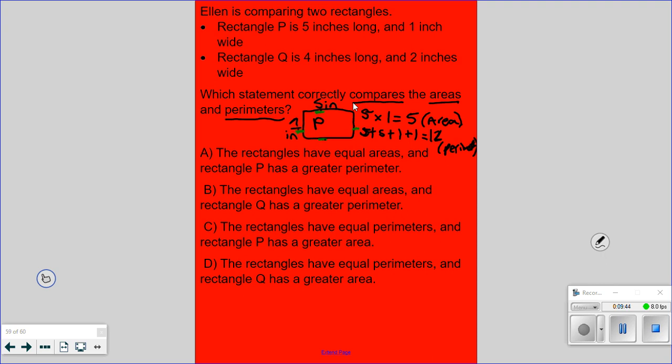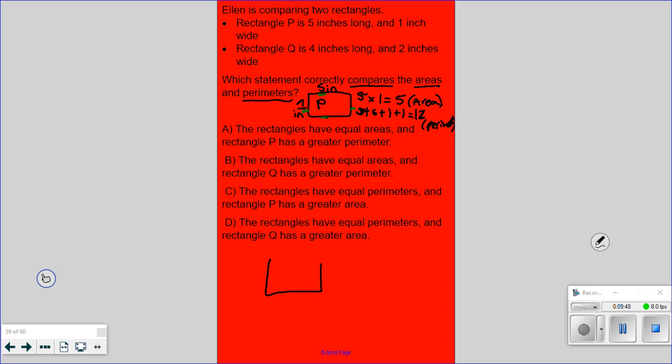Let's draw another rectangle. I'm going to put Q on the inside because this is now rectangle Q. Rectangle Q has different dimensions. What are the dimensions of rectangle Q? 4 inches and 2 inches. Label your dimensions.